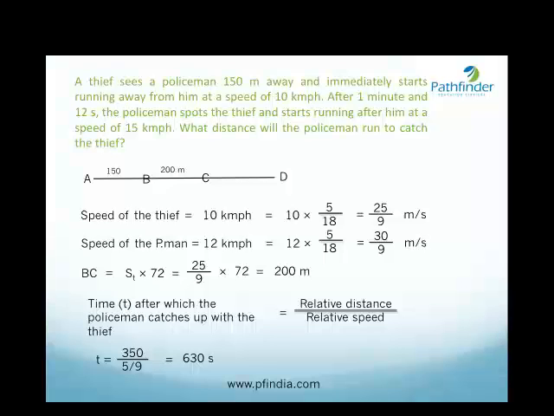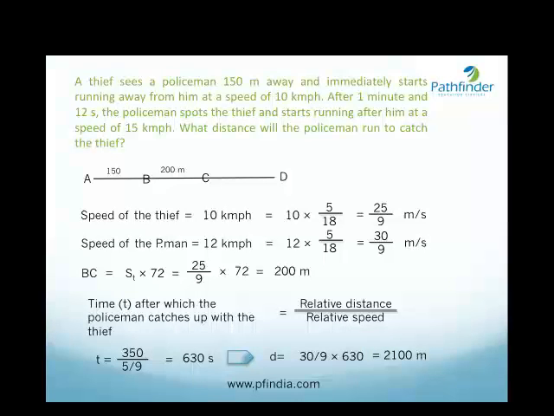But this is not yet our answer. We are required to calculate the distance that the policeman will run. So basically we need to calculate the distance that the policeman will run in these 630 seconds. So what is the distance? Distance D is equal to 30 divided by 9 multiplied by 630, that is equal to 2100 meters, which is 2.1 kilometers. A pretty long distance.